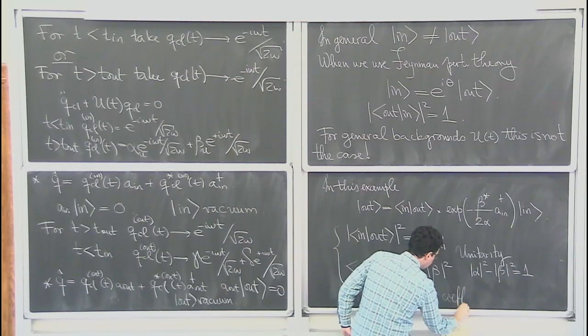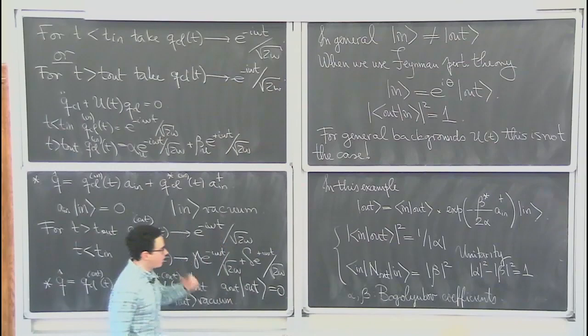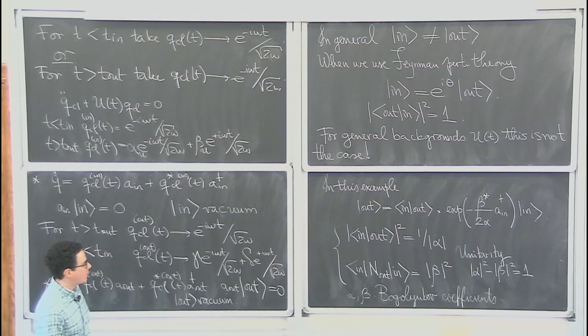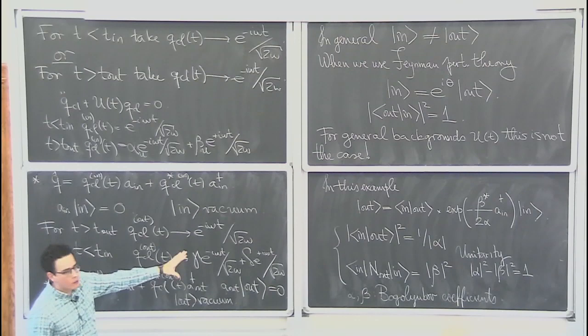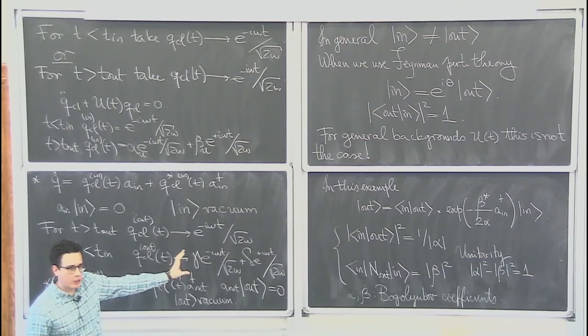So somehow they encode all the information about the fact that you have some non-trivial vacuum at late times, if you start from vacuum at early times. Okay? I'm not going to use this alpha and beta notation in the rest of the lectures, but this is so ingrained and basic in QFT in curved space that I wanted you to see it. But I just want you to extract the physics of this example.